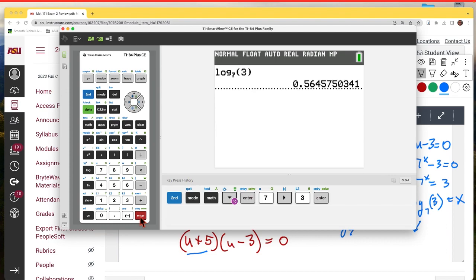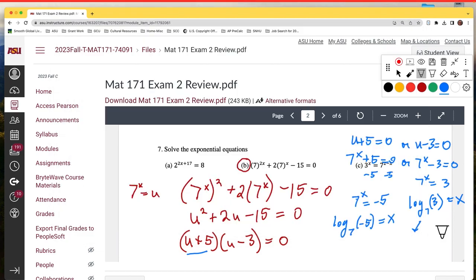Just depends on how they ask it, what they want. Both are correct answers. 0.5646. We'll round it to 4 decimal places. Okay. So those are the 2 correct answers. This one over here leads us to something that's undefined. Either one of these would be acceptable answers. But that's the tricky one.